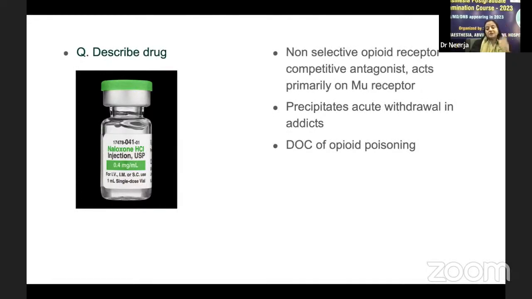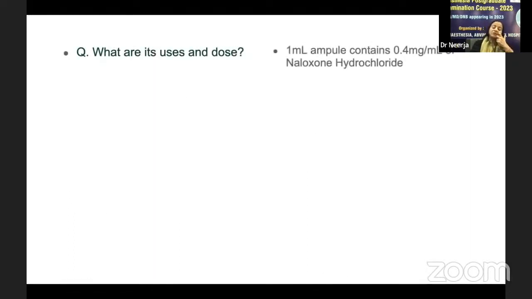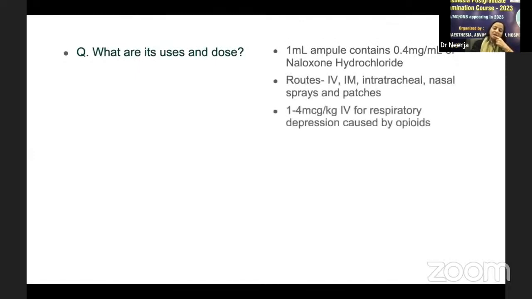Naloxone is the drug of choice for opioid poisoning. Remember that naloxone is given as an IV preparation. It is not given as an oral preparation. It completely reverses the respiratory depression. It is given in the doses that have been mentioned. But the duration lasts only for half an hour.